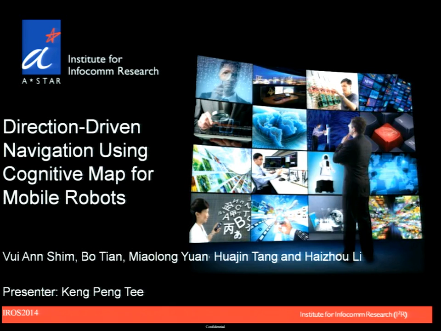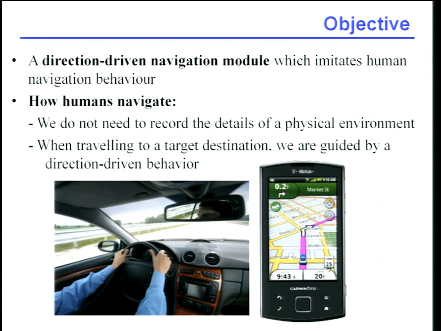This work is about using a cognitive map and a direction-driven approach for robotic navigation. The main objective of this paper is to investigate a direction-driven navigation approach, which mimics how humans typically navigate. This is motivated by the fact that when humans navigate an environment, there is no need to record the details of the physical environment. And when traveling to a target destination, we tend to take directional guidance from another person or from a GPS.